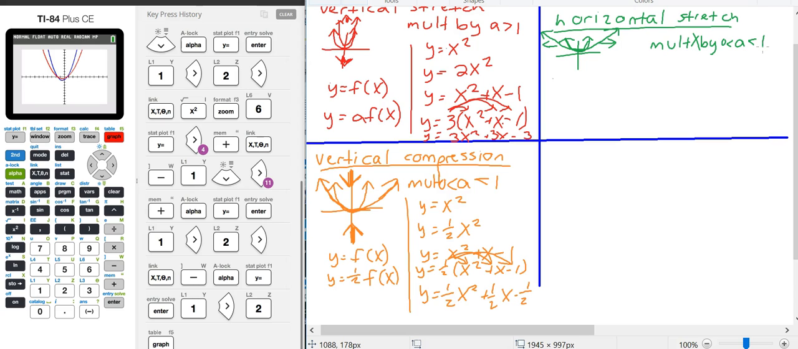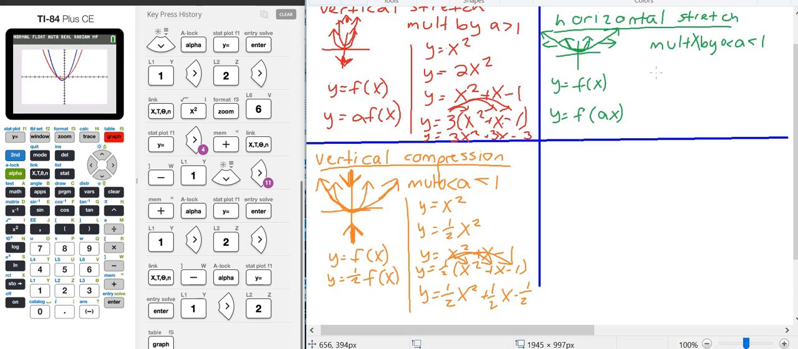So let's say we have our function y equals f of x. In order to stretch this horizontally, we would switch this to y equals f of a times x. Notice how this is different than what we had before when we were doing vertical stretches and compressions. Before, we multiplied the whole function by the a value. For a horizontal stretch, we're just multiplying the x part of the function by some a number.